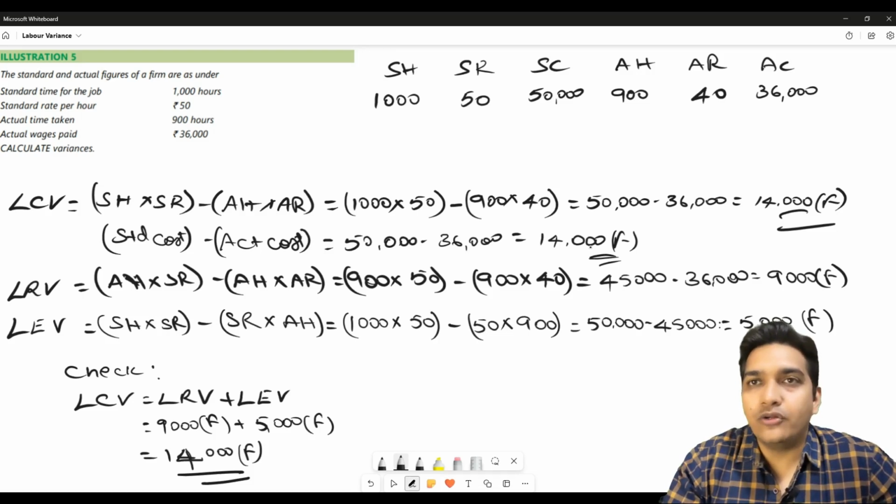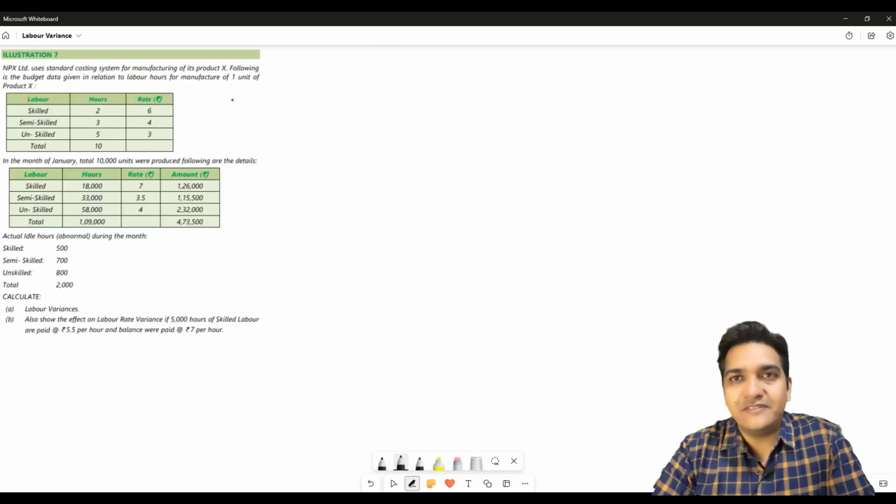Now, let us move on to a complicated problem. First, let us read the problem. NPX Limited uses standard costing system for manufacturing of its product X. Following is the budget data given in relation to labor hours for manufacture of 1 unit of product X. Skilled labor 2 hours at a rate of 6, semi-skilled labor 3 hours at a rate of 4, unskilled labor 5 hours at a rate of 3.